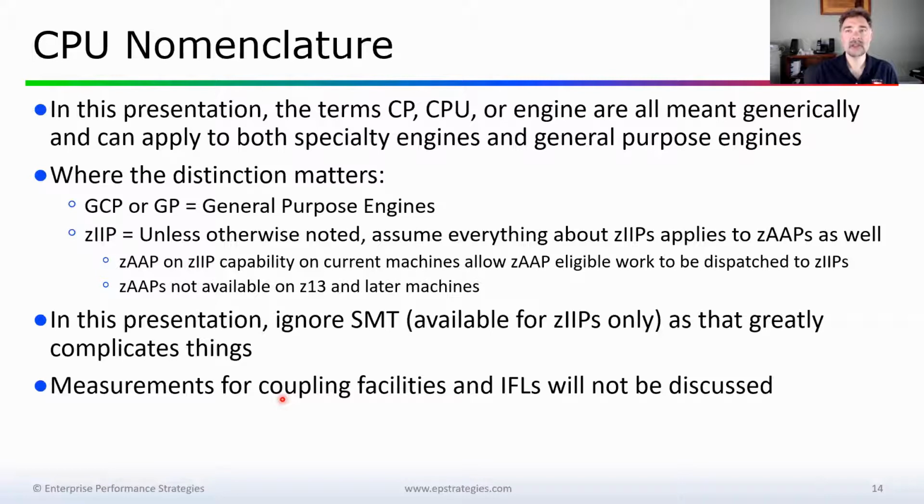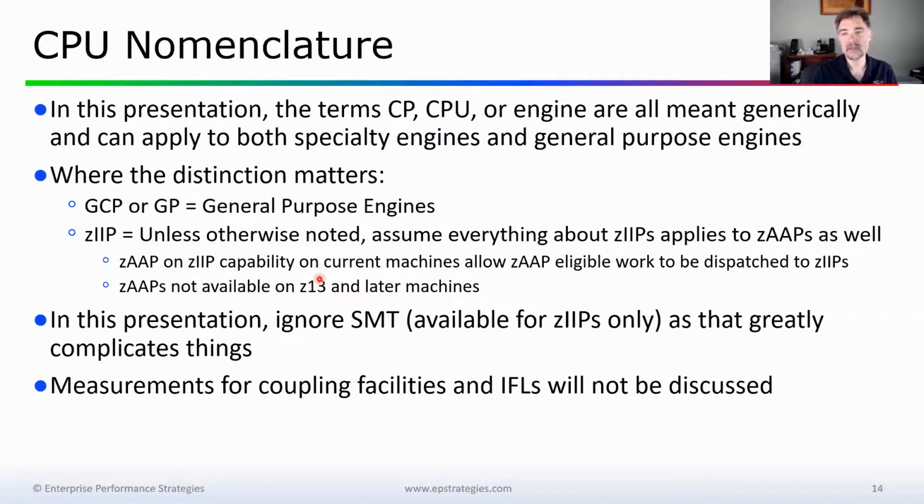So in this particular presentation, I'm going to use the terms CP, CPU or engine. All of those are meant generically to apply to both specialty engines and general purpose engines. If there's a distinction that matters, I will say GCP or GP for general purpose engines, and zIP for zIPs or zAAPs. zAAPs are, of course, no longer available as of the z12s, but we still run across people that have them every now and then.